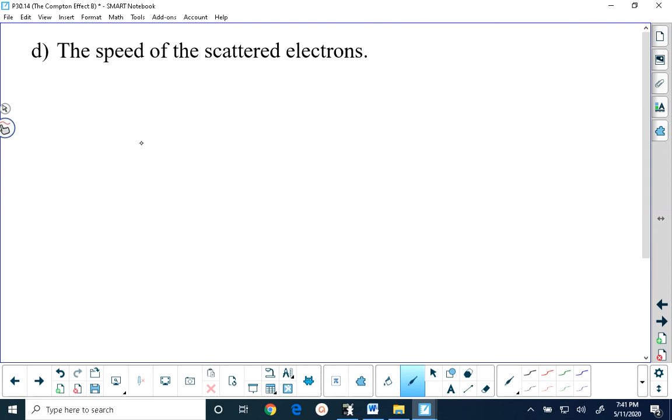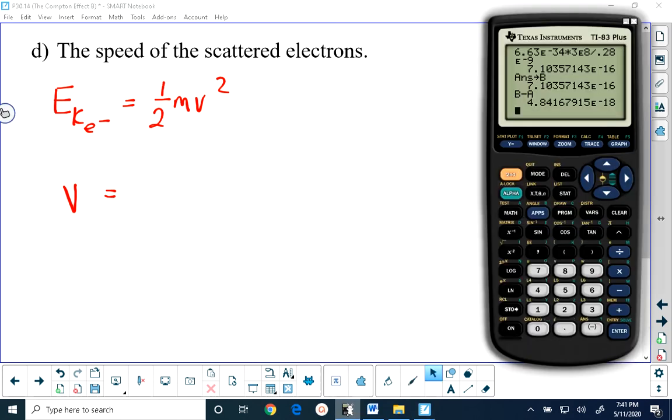And the last question that we were asked to answer, what is the speed of the scattered electrons? Well, now that we know the kinetic energy of the scattered electrons, we can set that energy equal to 1/2 mv squared and solve for the speed. A calculation we've done dozens and dozens of times. The kinetic energy of the scattered electrons is that 4.84 multiplied by 10 to the negative 18 joules.